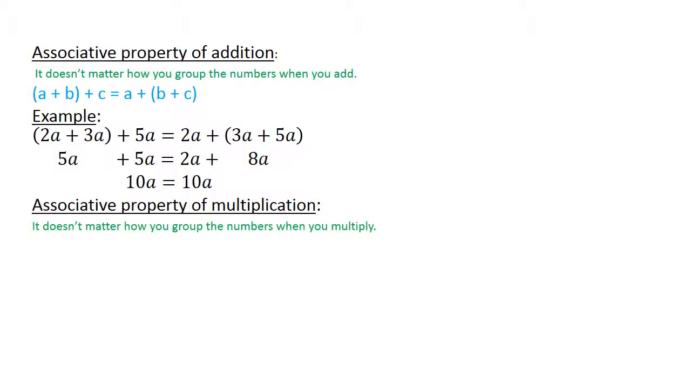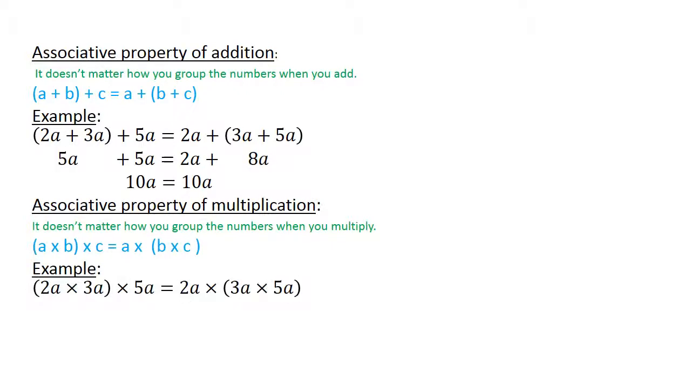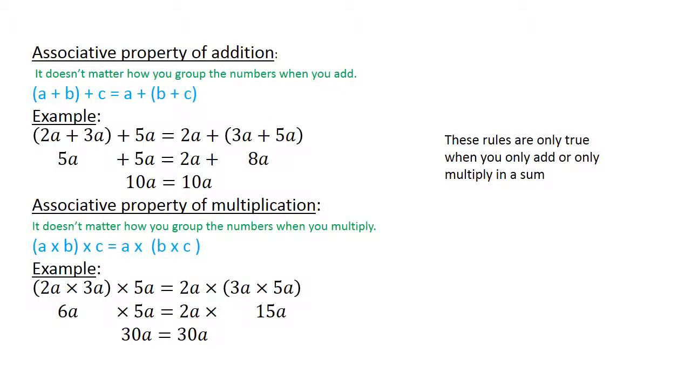Associative property of multiplication. It means it doesn't matter how you group the numbers when you multiply. In brackets, a times b, times c equals a times, in brackets, b times c. Example, in brackets, 2a times 3a, times 5a equals 2a times, in brackets, 3a times 5a. 6a times 5a equals 2a times 15a. 30a equals 30a. These rules are only true when you only add or only multiply.